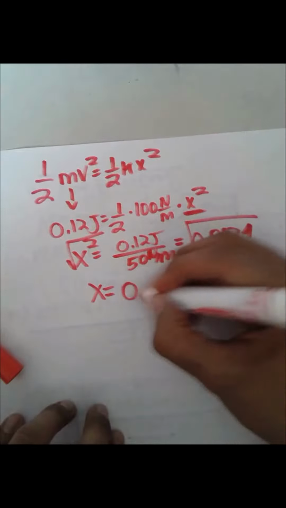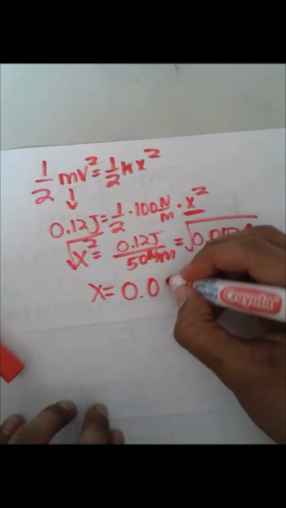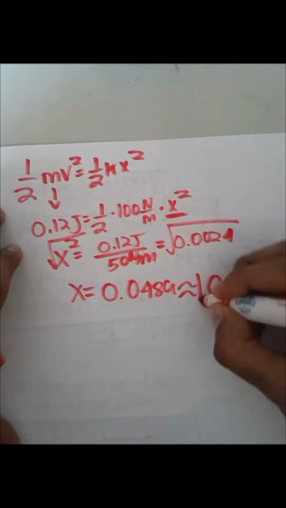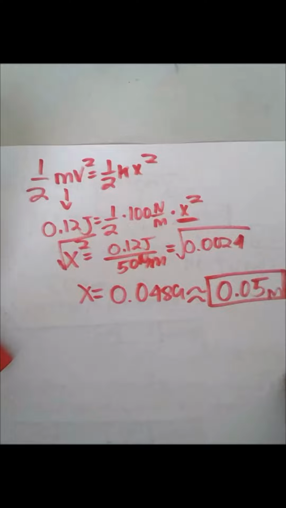So we get around 0.0489, or 0.05 meters. That's the amplitude. That's how much this spring over here is going to compress, and that's how much it's going to go back out and compress and go back out and all that good stuff. All right, max displacement x, 0.05.